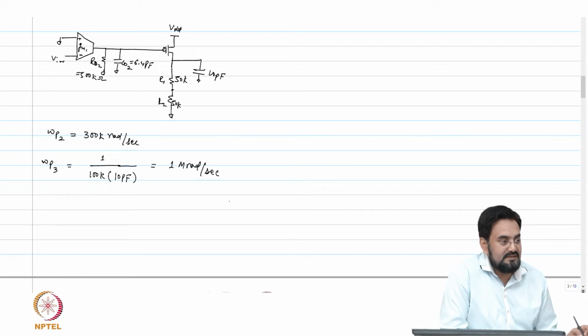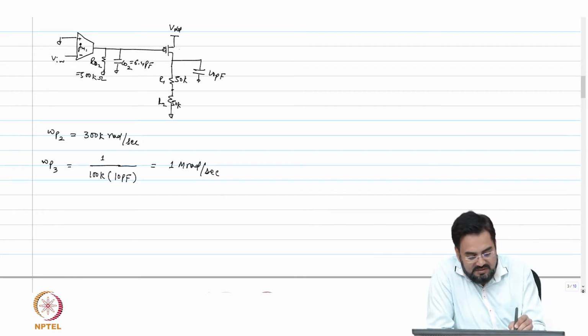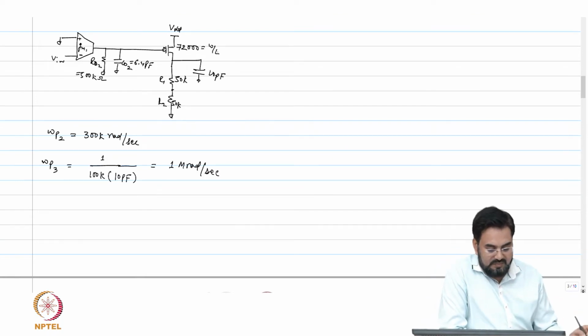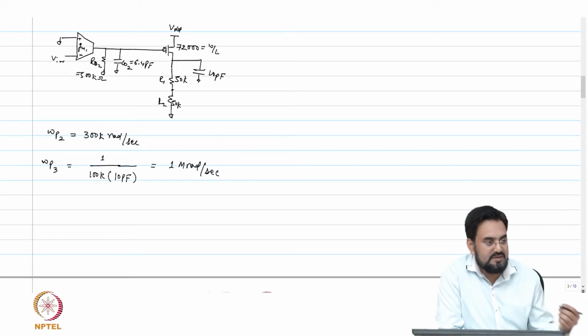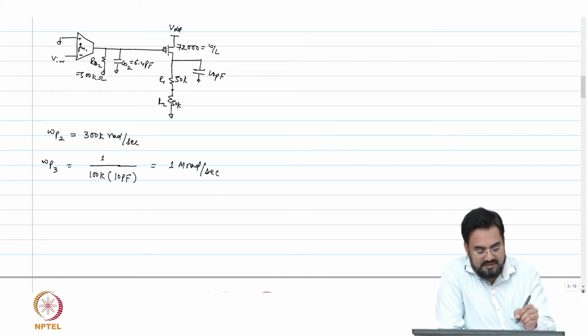We need to find the gain. Do you remember the size of this? W by L was 72,000. Correct? So find the GM. R out is known. So what is the GM for this? 40,000. It was 40,000, not 72.